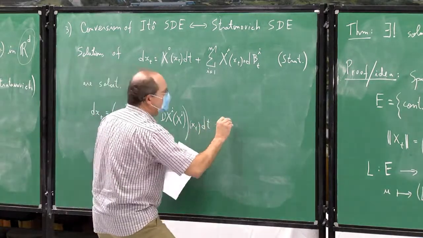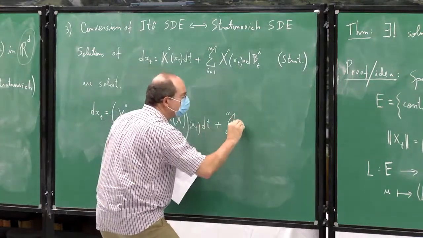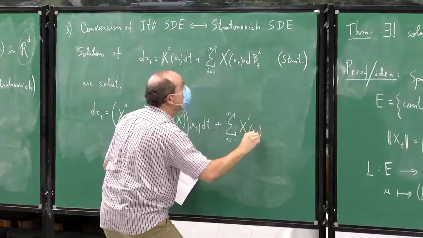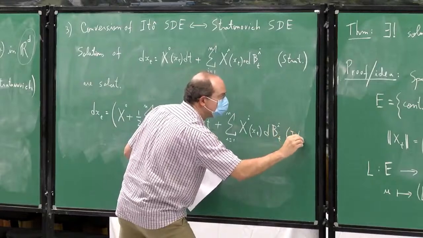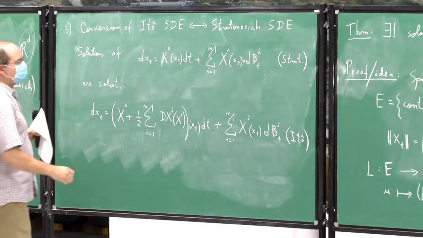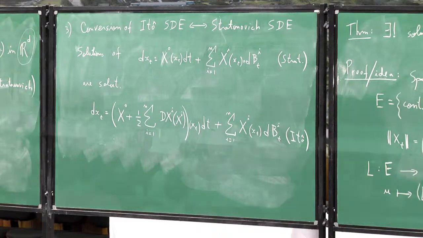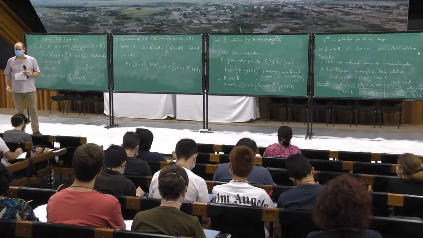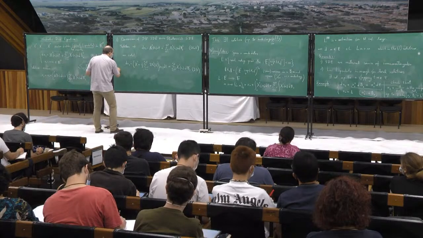Plus the Ito integration, Xt dBt Ito. So that's, or maybe rather write differently, and vice versa. That's badly written, badly English style, right? Conversion, solutions are solutions. Well, okay, you understand what I mean, right? Well, how to do this?